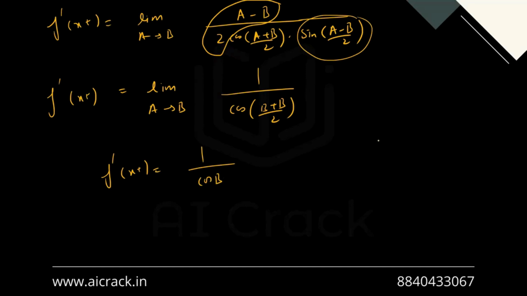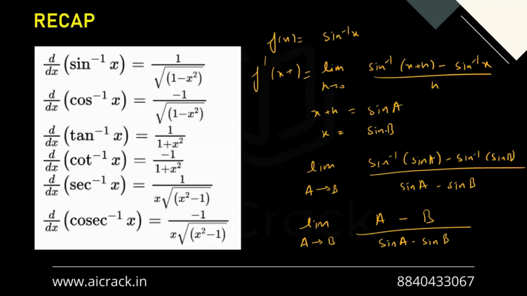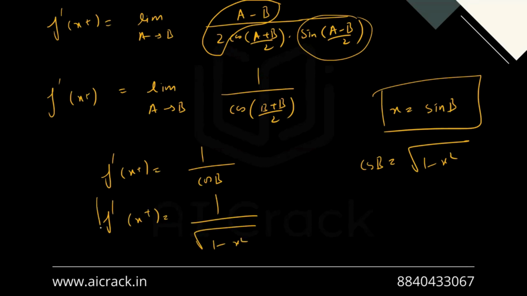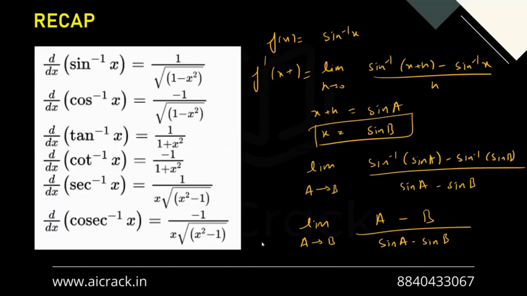Now, initially, what was our substitution? Our substitution was x equals sine B, right? Now, when x equals sine B, we can simply say that cos B would be under root 1 minus x square. So f dash x plus would be 1 upon under root 1 minus x square. So this was the way through which we can find the derivative of sine inverse x, right? Now, that was the first method. We did use the substitution, but we still used the first principle method.